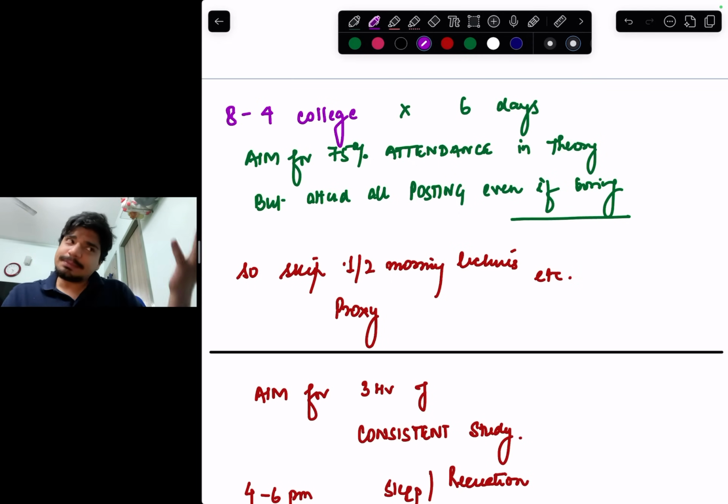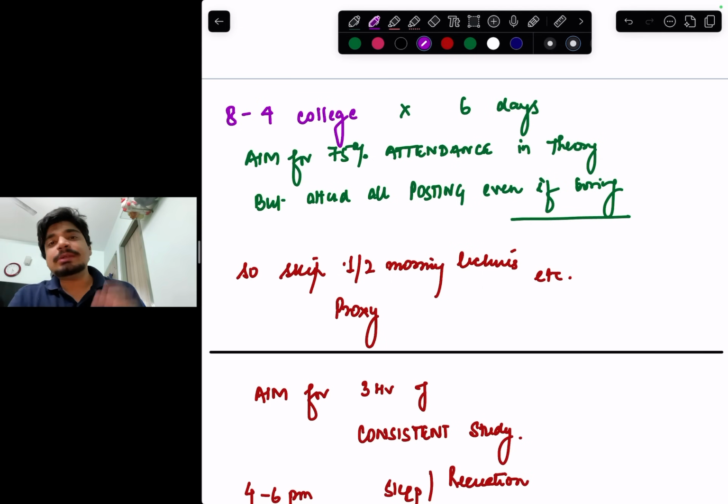So I would say skip the morning lectures on 1 or 2 days. Perfectly fine. Maybe you party on Tuesday night a lot, and on Wednesday morning you don't go. That's the fun of it, right? So it's fully fine, you skip 1 or 2 lectures.